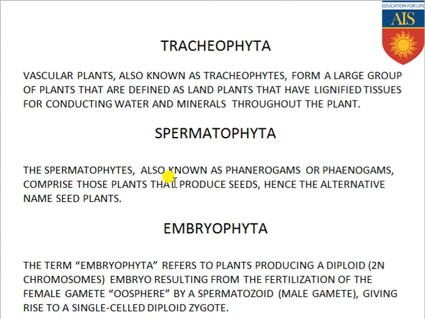In the next slide, 3 more categories of plants have been told, that is Tracheophyta, Spermatophyta and Embryophyta. What is Tracheophyta? Tracheophyta are those specific types of plants which have vessel elements and phloem. That means the vascular bundle is present. Those plants are commonly known as Tracheophyta. It is written: vascular plants, also known as Tracheophyta, form a large group of plants that are defined as land plants and that have lignified tissue for conducting water and minerals throughout the entire body of the plant.